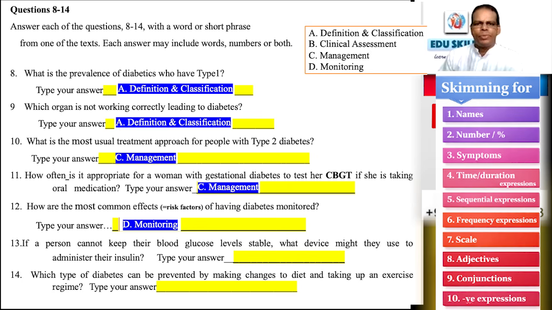If a person cannot keep their blood glucose level stable, what device might they use to administer their insulin? What is the device? We should find out. One device. They are asking for the name of a device, and it is singular. Mind it, it is singular. They are not asking for devices.